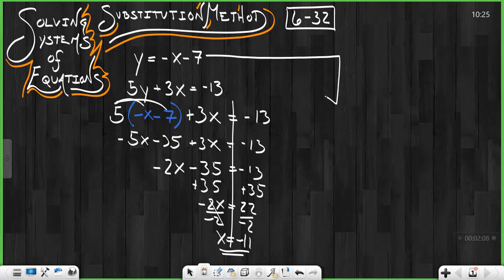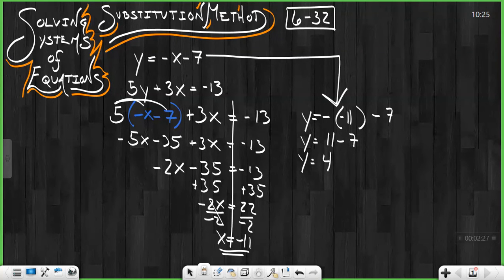I encourage you to use this first equation. It's already set equal to y, so we know that y is negative x minus 7, and I'm going to put parentheses where x is, and I'm going to substitute my value of x, which is negative 11, and I'll simplify that. That gives me 11 minus 7, which gives me 4.